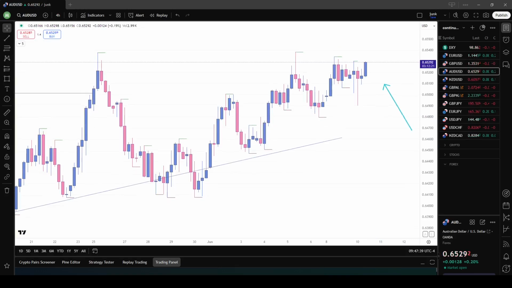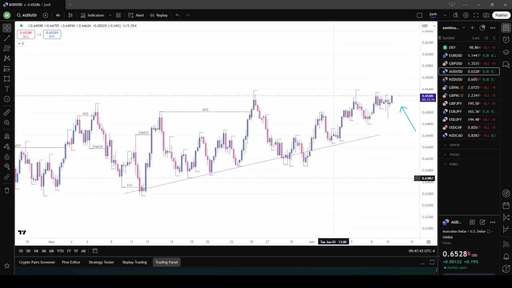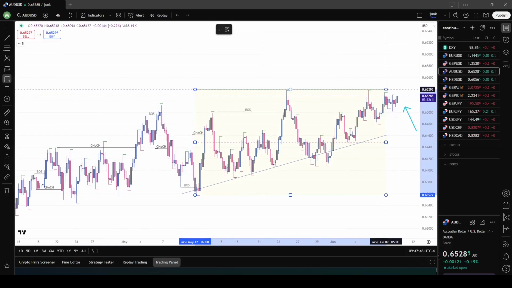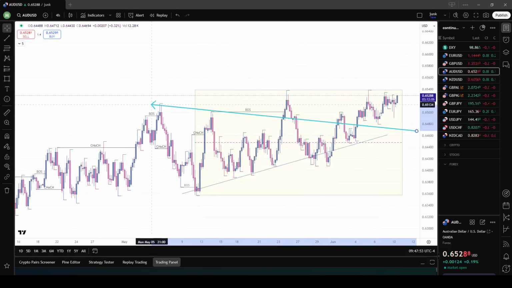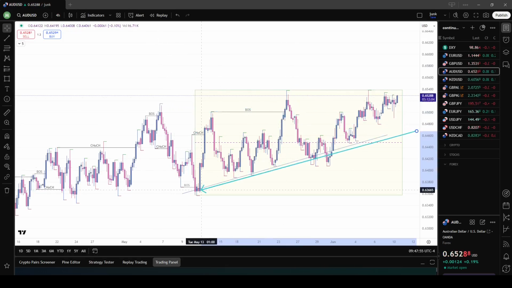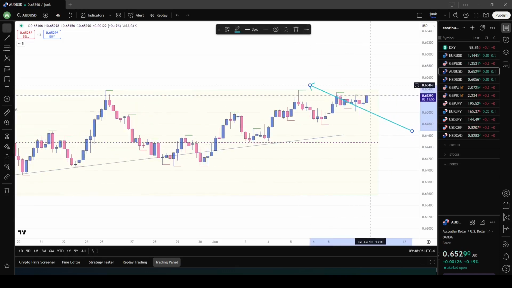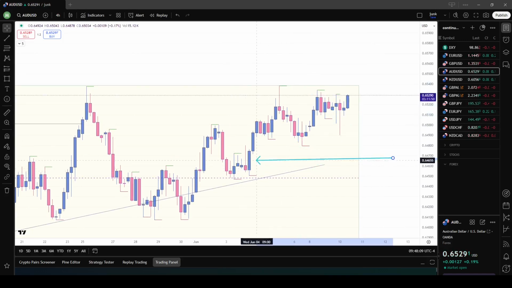AUD USD, let's go and map out the current range. Prices continue to push higher on the 4-hour chart. This is the low that took out the previous high, higher low, higher lows, higher lows. It came up here, didn't take out the high, didn't have a close, but it looks like price is on its way as we continue to push higher lows.